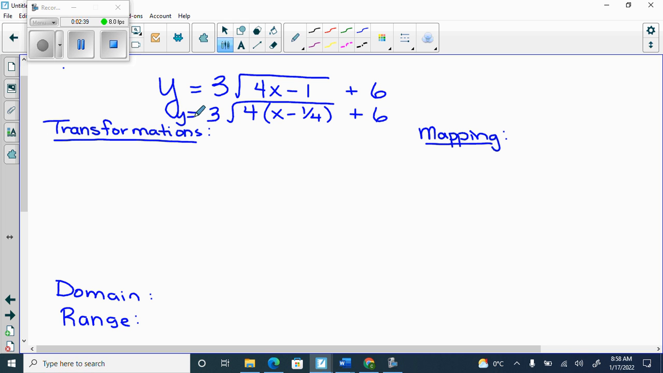And since it's with the x and it's a negative, you're going to go the opposite way. So you're going to be going right. So it's a horizontal translation, 1/4 right. And then there's the 6, and that's directly the vertical change.